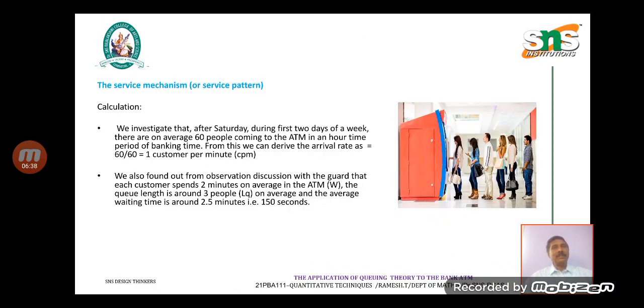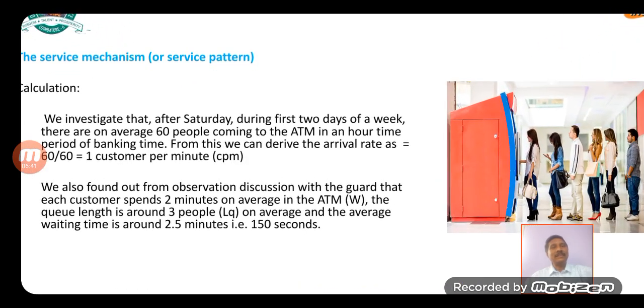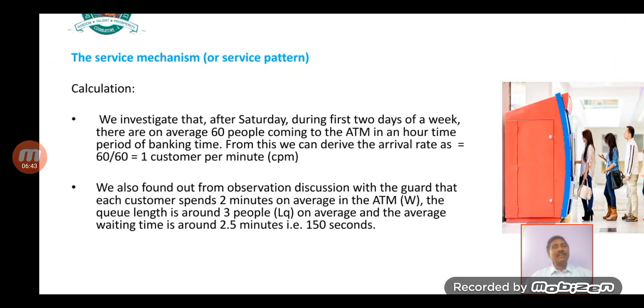And next, the service mechanism, or the service pattern. Conclusions here, calculations we take. We investigated that after Saturday, during the first 2 days of a week, there are on average 60 people coming to the ATM in an hour of banking time. From this, we can derive the arrival rate as 60 divided by 60, equal to 1 customer per minute, CPM. We also found out from observations and discussions that each customer spends 2 minutes on average on the ATM.